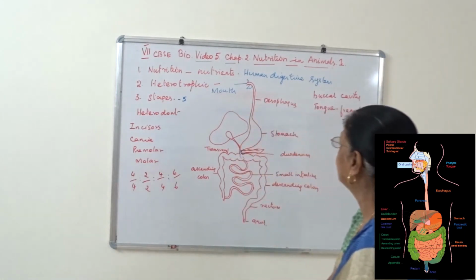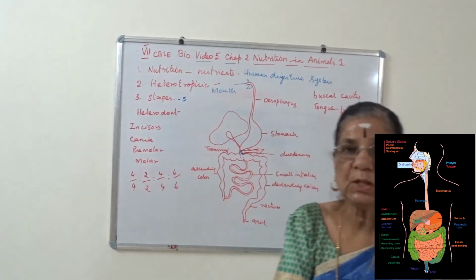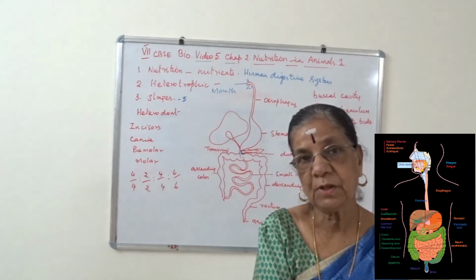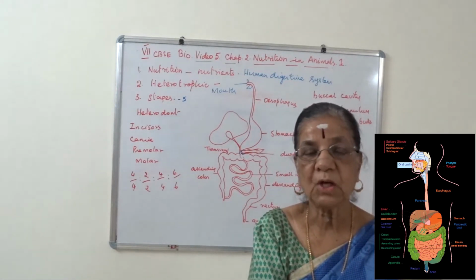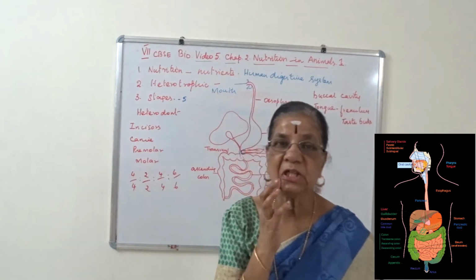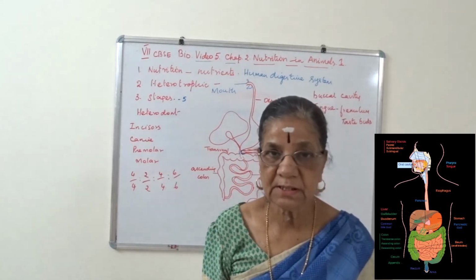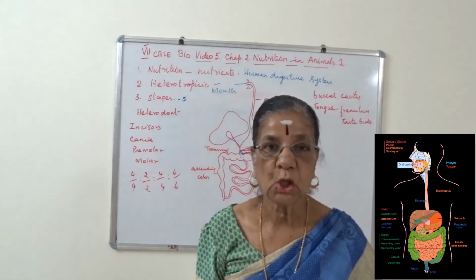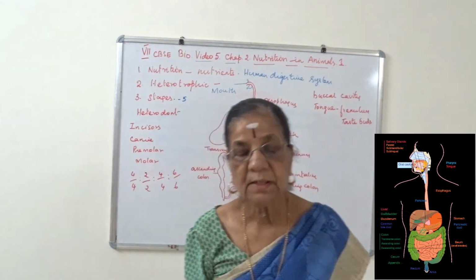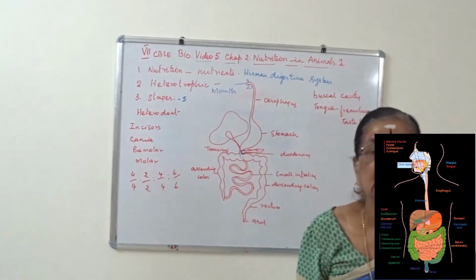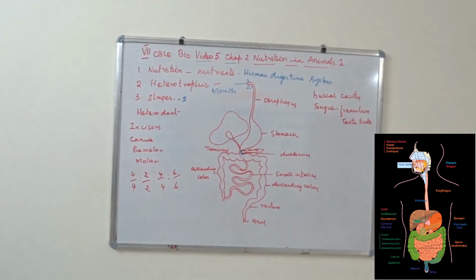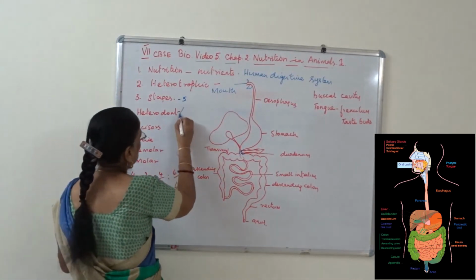So the buccal cavity has a muscular fleshy tongue attached to the floor of the buccal cavity with the help of a flat muscular flap called the frenulum. Then the upper and lower jaw are provided with heterodont, that is, different types of teeth. In human, normally we call it diphyodont.